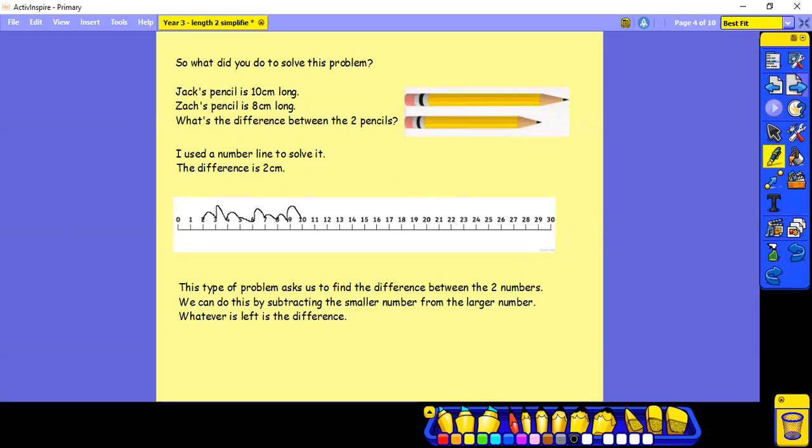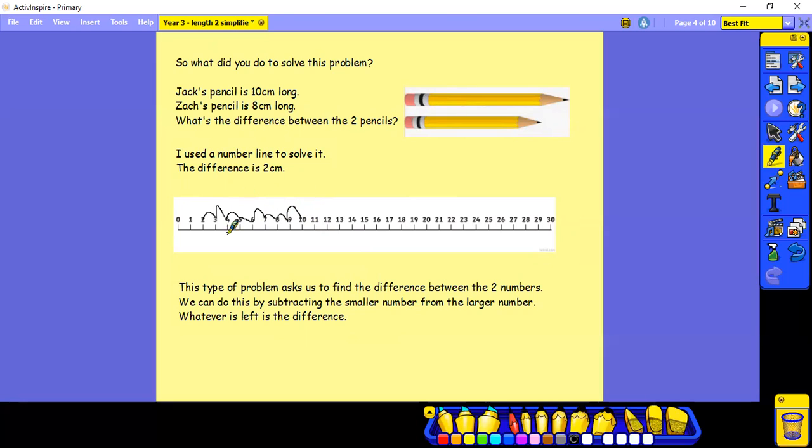So what did you do to solve this problem? Let's have another look. Jack's pencil is 10 centimetres long and Zach's pencil is 8 centimetres long, and we need to find the difference between the two. I'm going to use a number line to help me. This time, I'm not going to add them together. I'm going to subtract. So I'm going to start with 10 because it's the bigger number, and take away 8. So here we go.